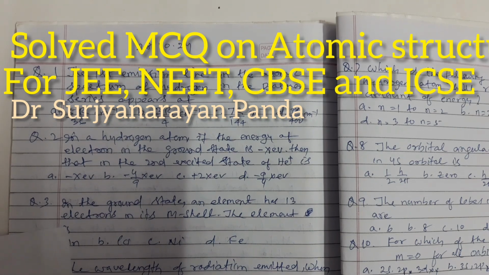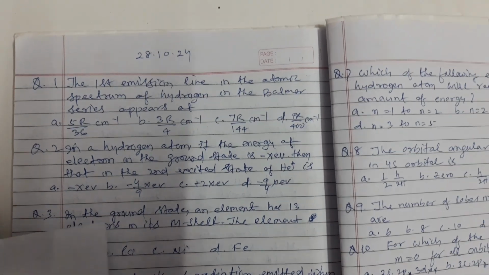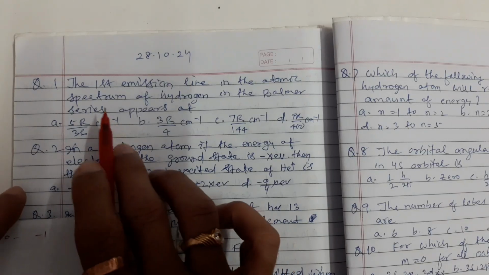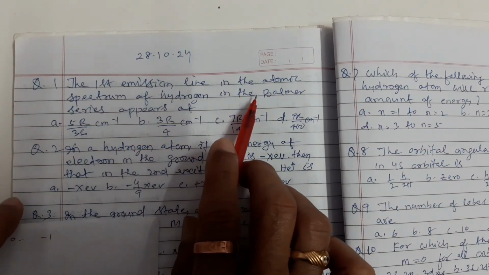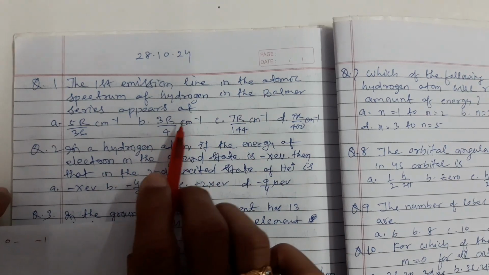Dear students, today I will discuss with you some important MCQs from the chapter Atomic Structure. First question: the first emission line in the atomic spectrum of hydrogen in the Balmer series appears at what?